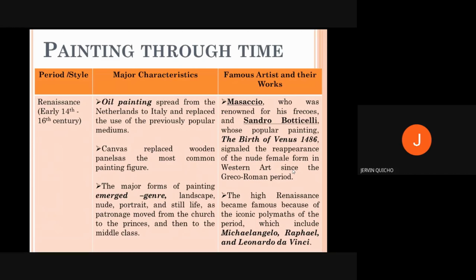So what we have is the birth of Venus. The birth of Venus signals the reappearance of the nude female form in Western art. That is the Greco-Roman period, and we're going to look at that later in a picture. We will see now the history of this one.